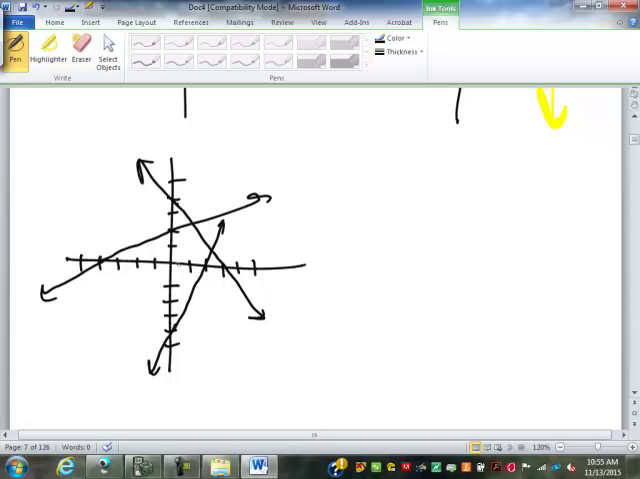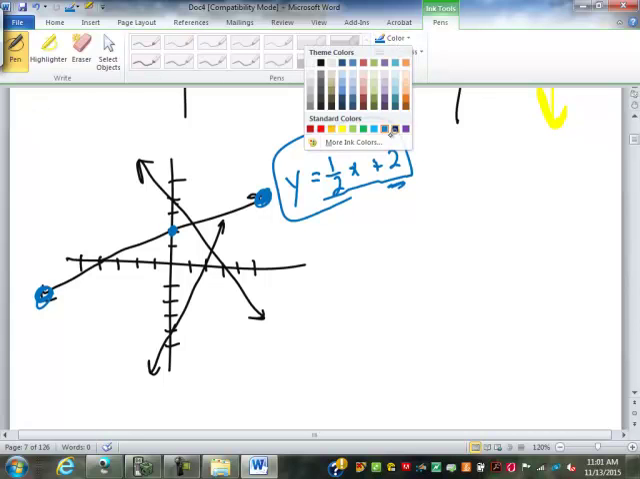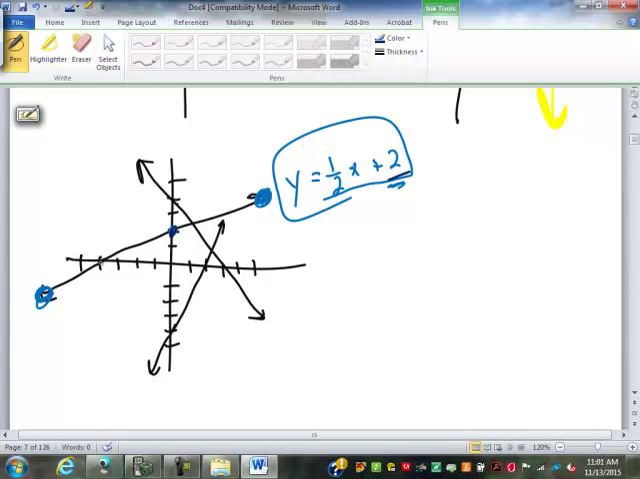I'm going to give you 3 lines there. I want you to find the equations for those. So let's look at this one right here. What do you get for the equation? Perfect. Y equals 1/2 x plus 2. Our y-intercept here is at positive 2, so that's that. And our slope, we rise 2, we run 4. So 2 over 4 reduces to 1/2. Any questions on that one?